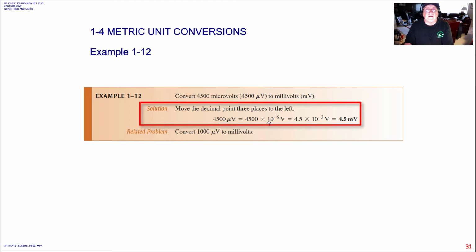That makes it 0.45. We've reduced the exponent to 10 to the minus 3. Now we have 4.5 millivolts.